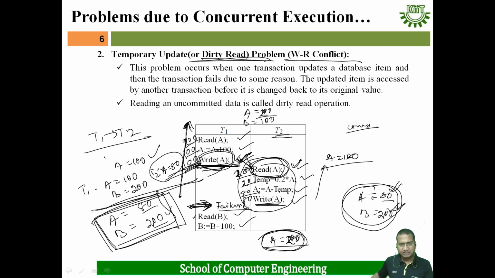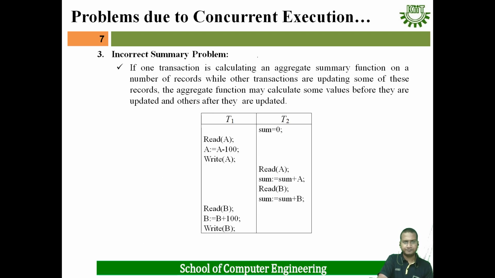That means it has not changed back to the original value. Before that, the T2 transaction has updated the value of A. That's why it is creating a problem. Reading of uncommitted data is called dirty read operation. Whenever one transaction is reading any uncommitted data item's value, that is known as dirty read problem. Such a problem generally causes inconsistency of data items, or inconsistency of the database. This is the temporary update or dirty read problem.